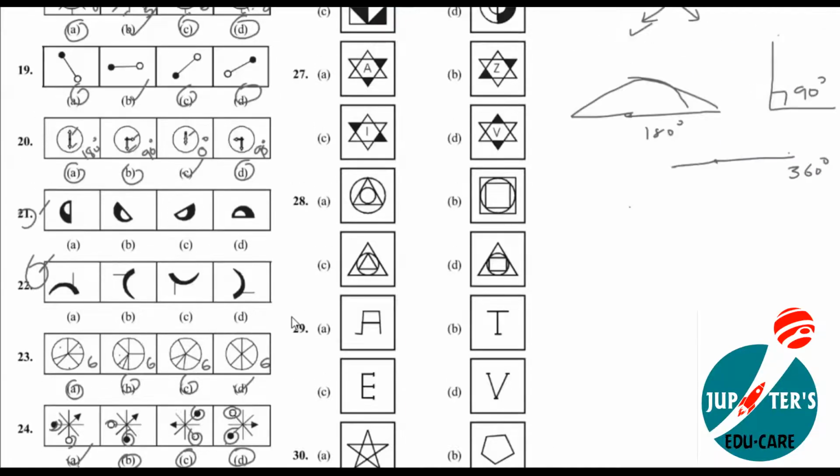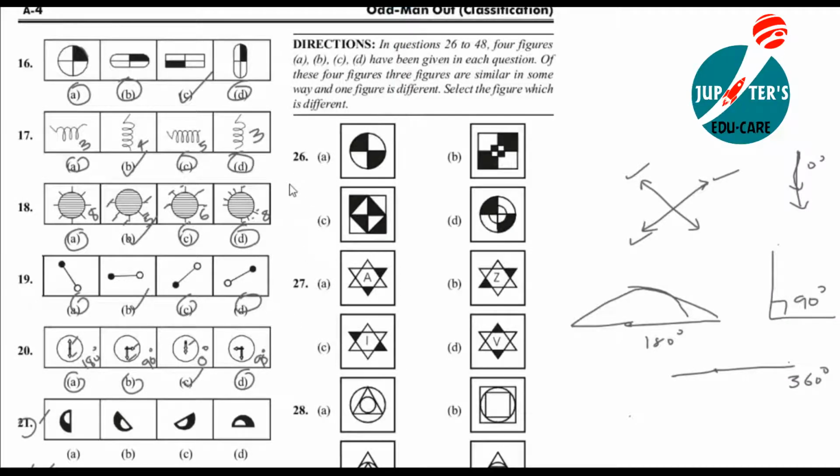Next, question number 26. See, in question number 26, option A, it is equally shaded and in opposite direction. Next, in option B, it is also equally shaded and in opposite direction. In case of option C, it is equally shaded and in opposite directions. But in case of option D, it is not equally shaded. See, observe in this figure, we have this part shaded. Actually, it should complete this part also, but it is non-shaded in this part. So option D is different from options A, B, C. So option D is our answer.